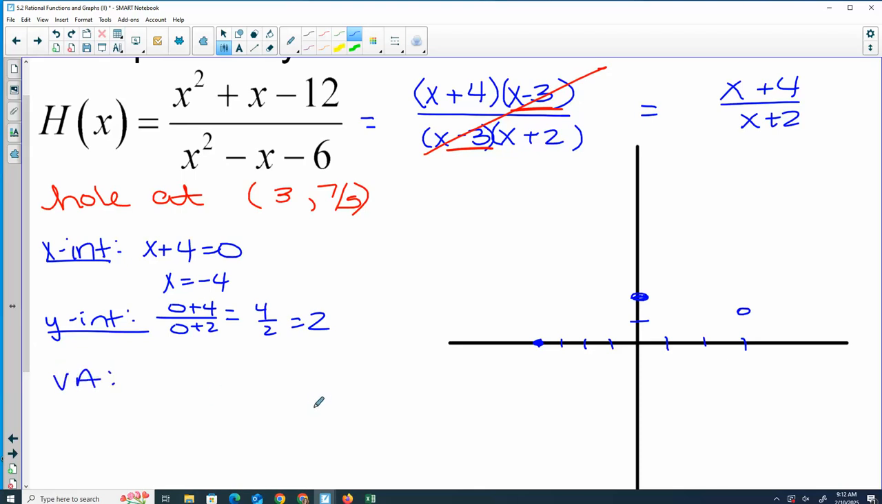Vertical asymptotes, where do we look for that? The bottom. What makes the bottom 0? -2, and it is a line, so you have to write it as a line. x equals -2.